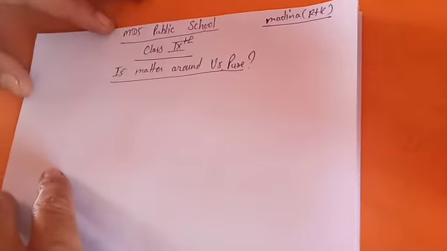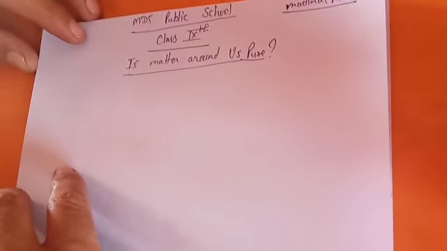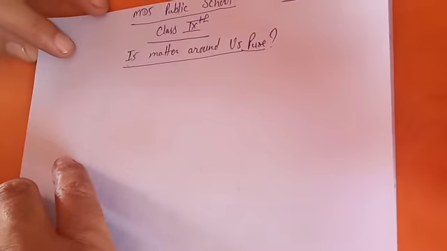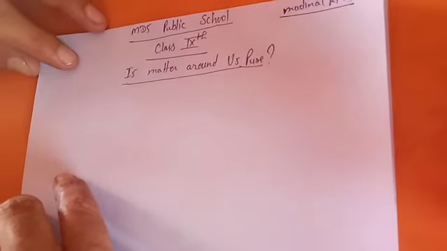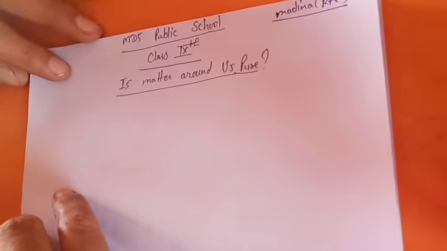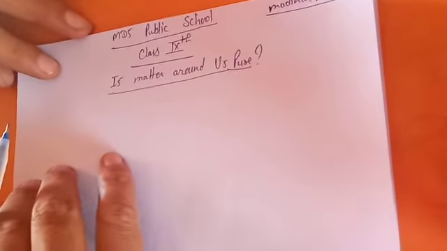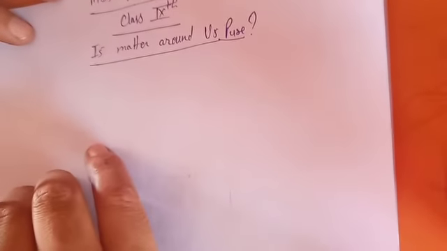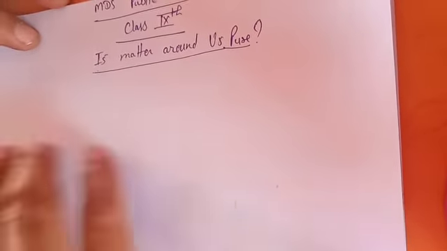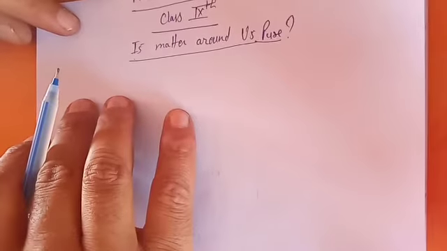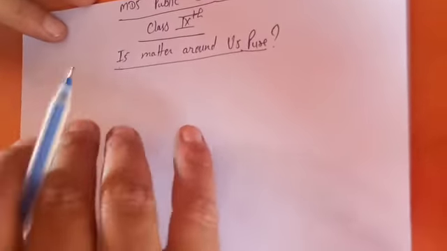Hello, dear students. We are studying "Is Matter Around Us Pure", particularly separating techniques. So far we have studied four or five things about separation, particularly five processes: centrifugation, chromatography, boiling, filtration. These are the important ones we have done so far for separating.